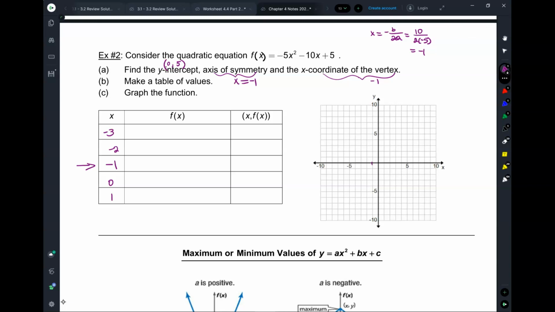Okay, and we're going to plug them in very quickly, right? I'm just going to give you guys the answers for these. Here we get (negative 3, negative 10), (negative 2, 5), (negative 1, 10), and then these are going to be the same, right?